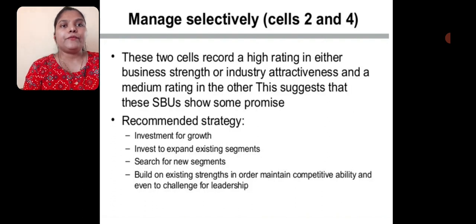Then cells 2 and 4, that is manage selectively. These two cells record a high rating in either business strength or industry attractiveness, and a medium rating in the other. This suggests that these SBUs show some promise.